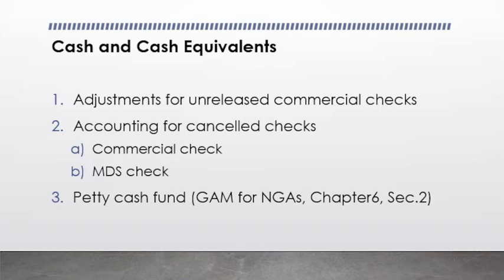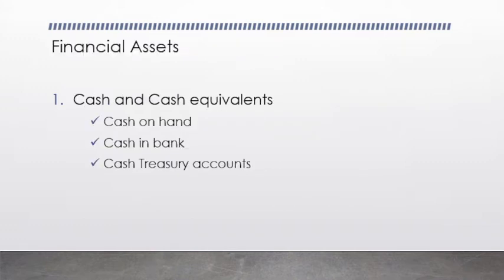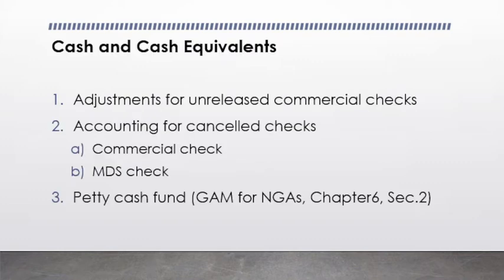So under the cash and cash equivalents, we look at the adjustments for unreleased commercial checks, the accounting for canceled checks, and the petty cash fund. So, hindi na natin iisa-isahin yung concepts under cash and cash equivalents because yan ay na-discuss na sa iyong conceptual framework and accounting standards related to cash and cash equivalents. So, ang orientation mo in government accounting is to look into items na unique in government accounting na kailangan mong ma-identify kasi the rest will be the same accounting procedures.